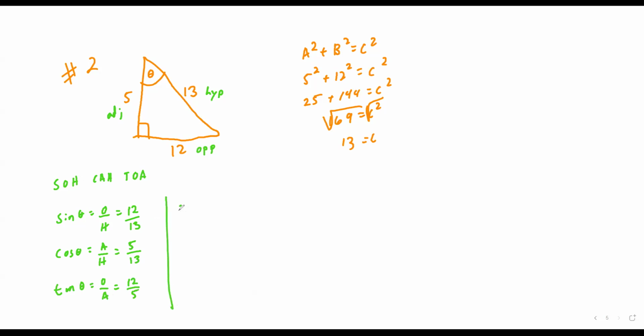Now our inverses. Cosecant theta, just flip the fraction. It's 13 over 12. Secant theta, flip the fraction, you get 13 over 5. And then cotangent theta, flip the fraction, you get 5 over 12. Again, simplify if you can. Can't simplify any of those. Super easy to work with. And then we move on. All right, so let's do another one. Let's look at number 3.